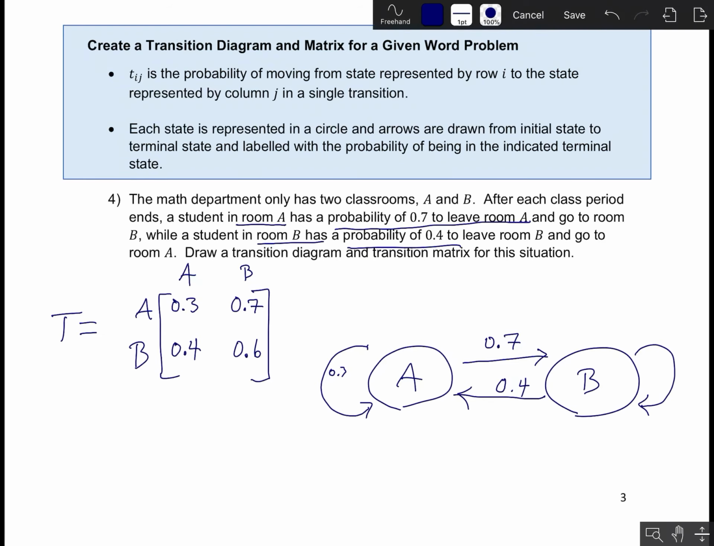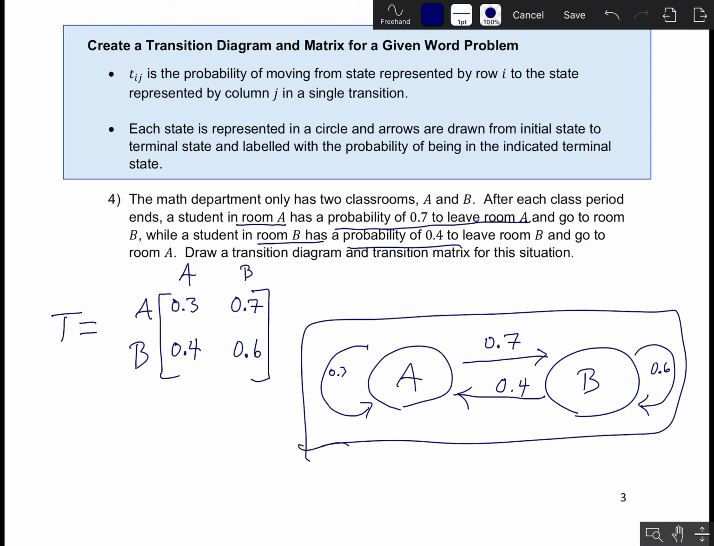And again, either by reading it from the matrix or because we know that these outbound arrows from B have to total up to 1, I can see that this last arrow has to have a weight of 0.6. So this would be my transition diagram.